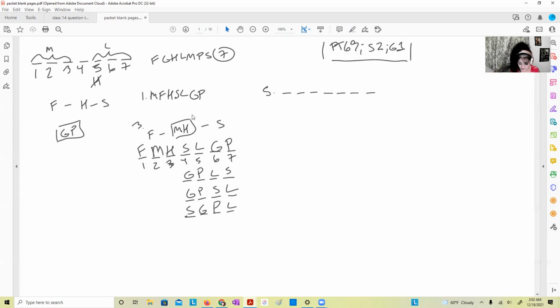5, 6, 7. I'm going to draw. If P is before H, that would look like this: F and then H and then S. And then our GP block would have to work like that. And then after that, we just have the rules that are about M and L, which is that M is over here, L is over here.